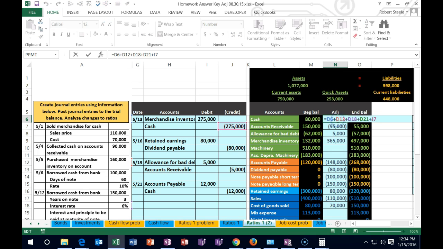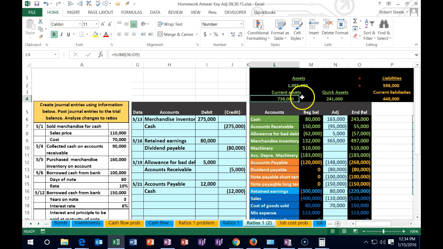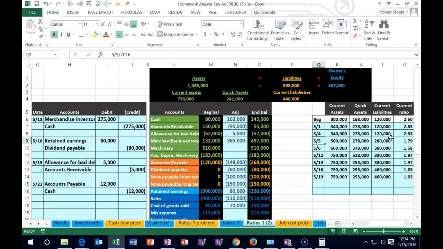So we're going to double click on it, go to the end of it, and plus, point to that 12. So note what happened. Both the current assets and the quick assets went down, and the liabilities went down. So both the numerator and the denominator of both of our ratios went down at the same dollar amount. Then we're going to scroll over here.